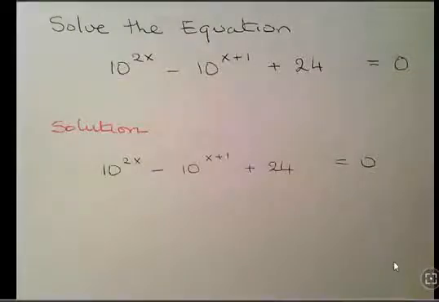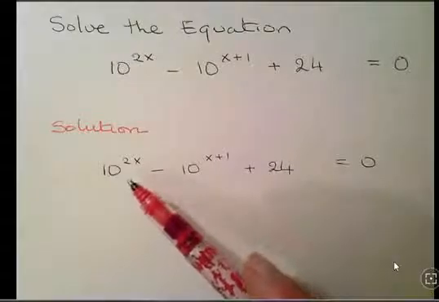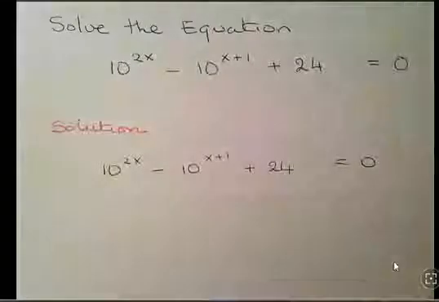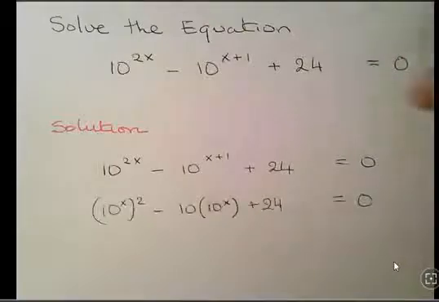So what we're going to do here is state the numbers there again. What I'm going to remark upon is that 10 to the 2x can be rewritten as 10 to the x squared. That's one of the rules of powers. 10 to the x plus 1 can be written as 10 to the x times 10 to the power of 1, or in other words, 10 times 10 to the x. 24 we'll just leave alone in this particular instance.